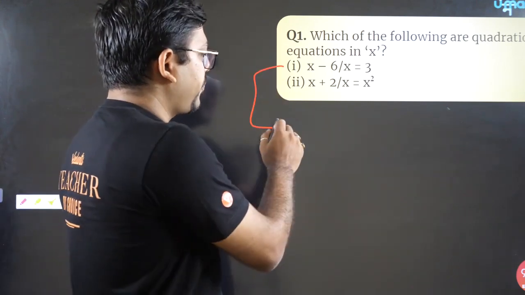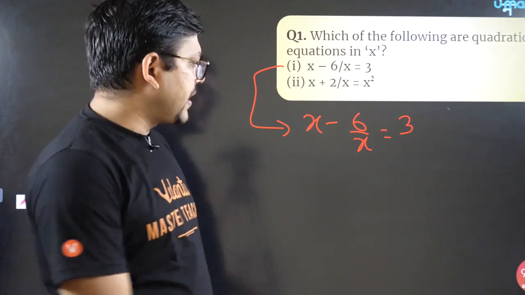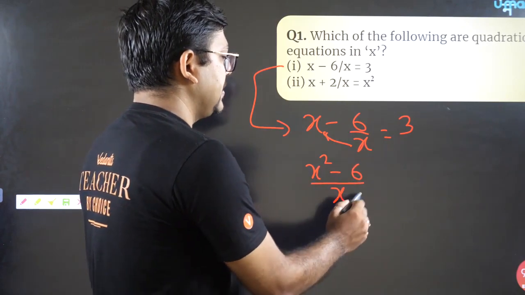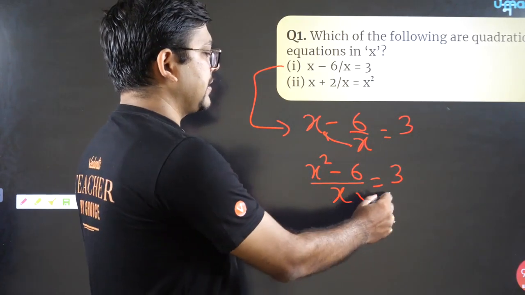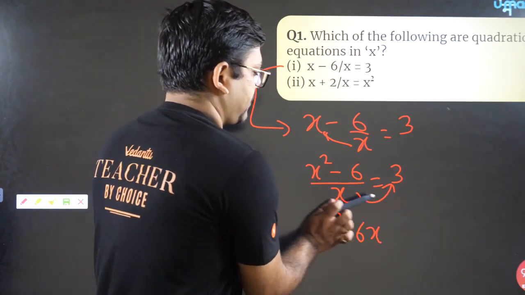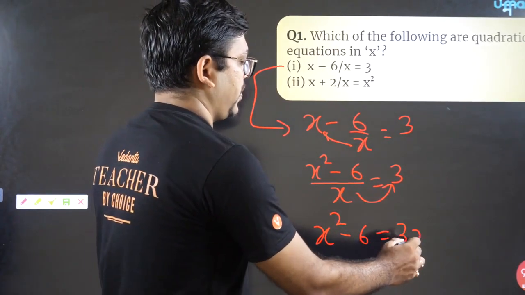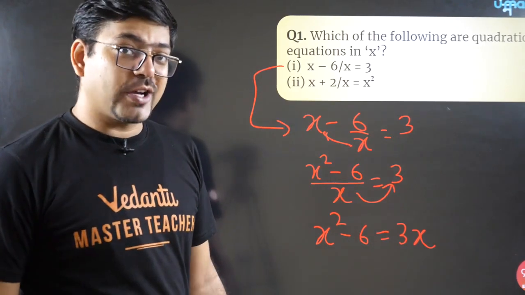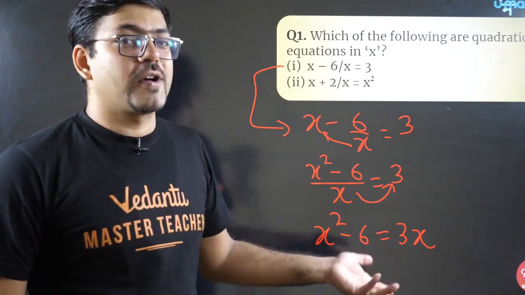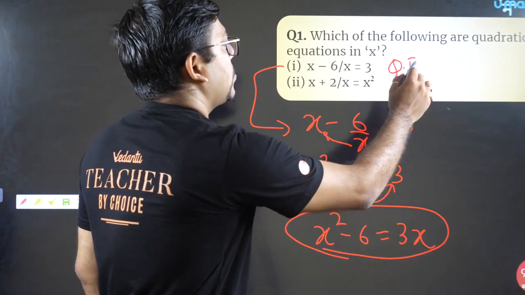Okay, let's see. So first one is x minus 6 upon x equals 3. Don't you feel that if I take the LCM, this will go to this side, so I'll have x square minus 6 divided by x equals 3, and I can very easily send this x to the other side. So I will have x square minus 6 equals 3x. So I have actually got a quadratic equation. So this is a quadratic equation.